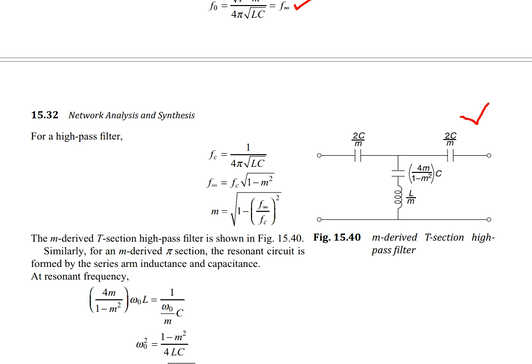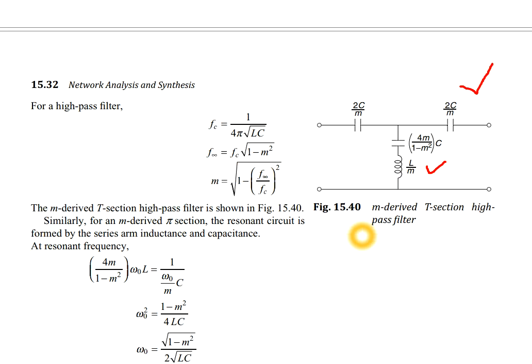So this is what we get for high pass filter of T section. So if you observe, the series impedances are capacitive, and that means Z1 is capacitive and Z2 is inductive, L by M. Right? Okay, now the M derived T section high pass filter is shown here.